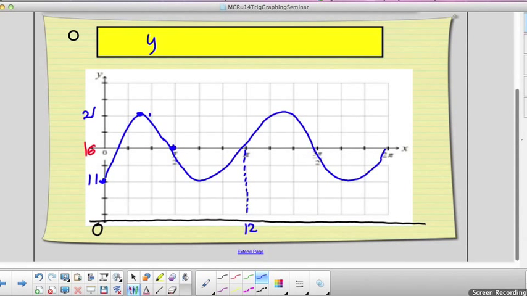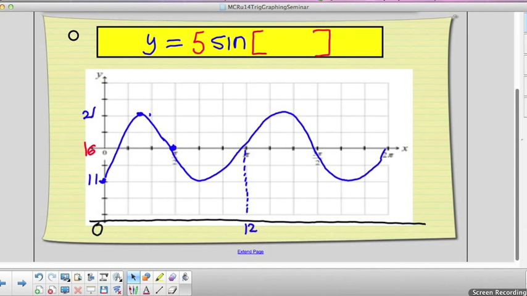So let's fill in what I know. Sine. What did I say my amplitude was? What was my amplitude? 5, right? So my amplitude is 5. That doesn't really matter when you're drawing the graph. My k term I said was 30, right? 30. And 16 is the vertical shift. So I know that the 16 goes up here.